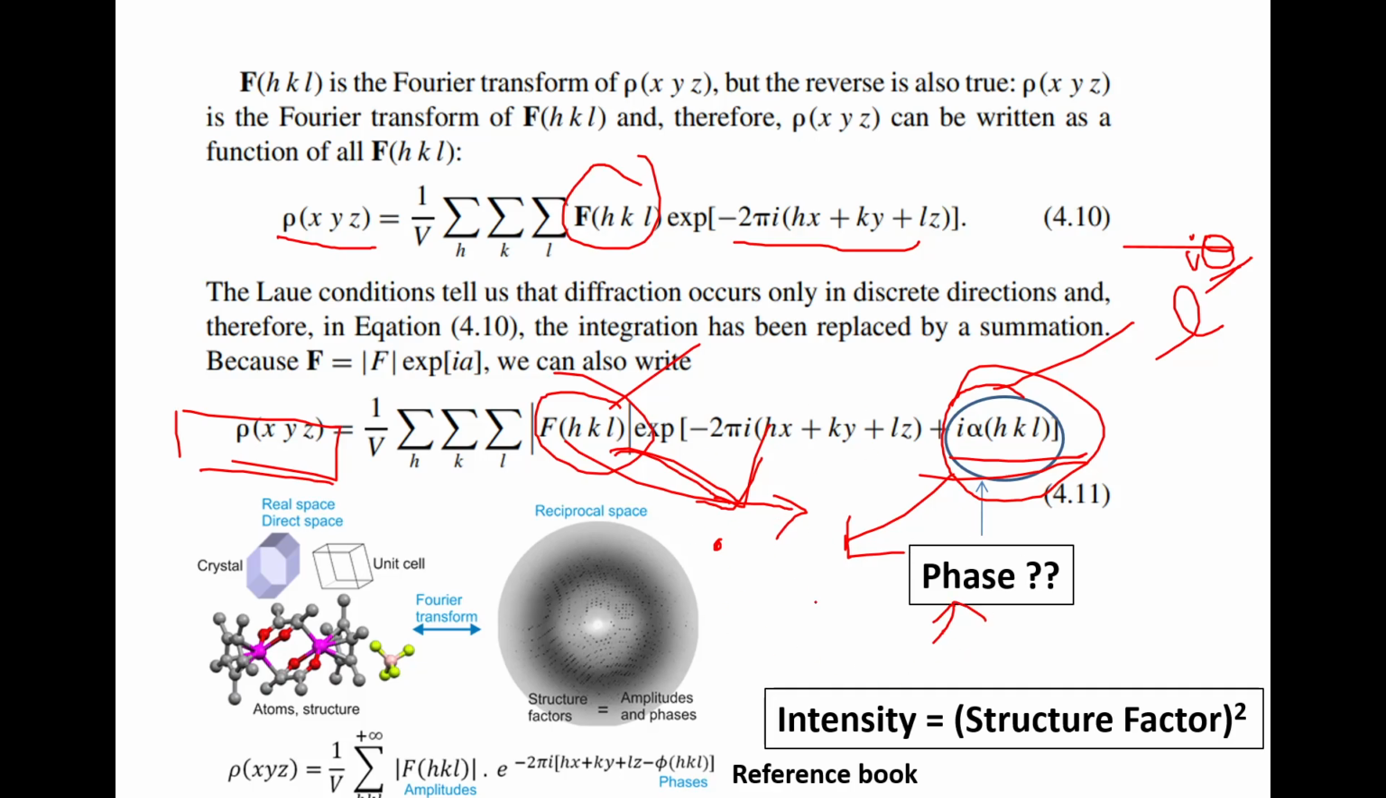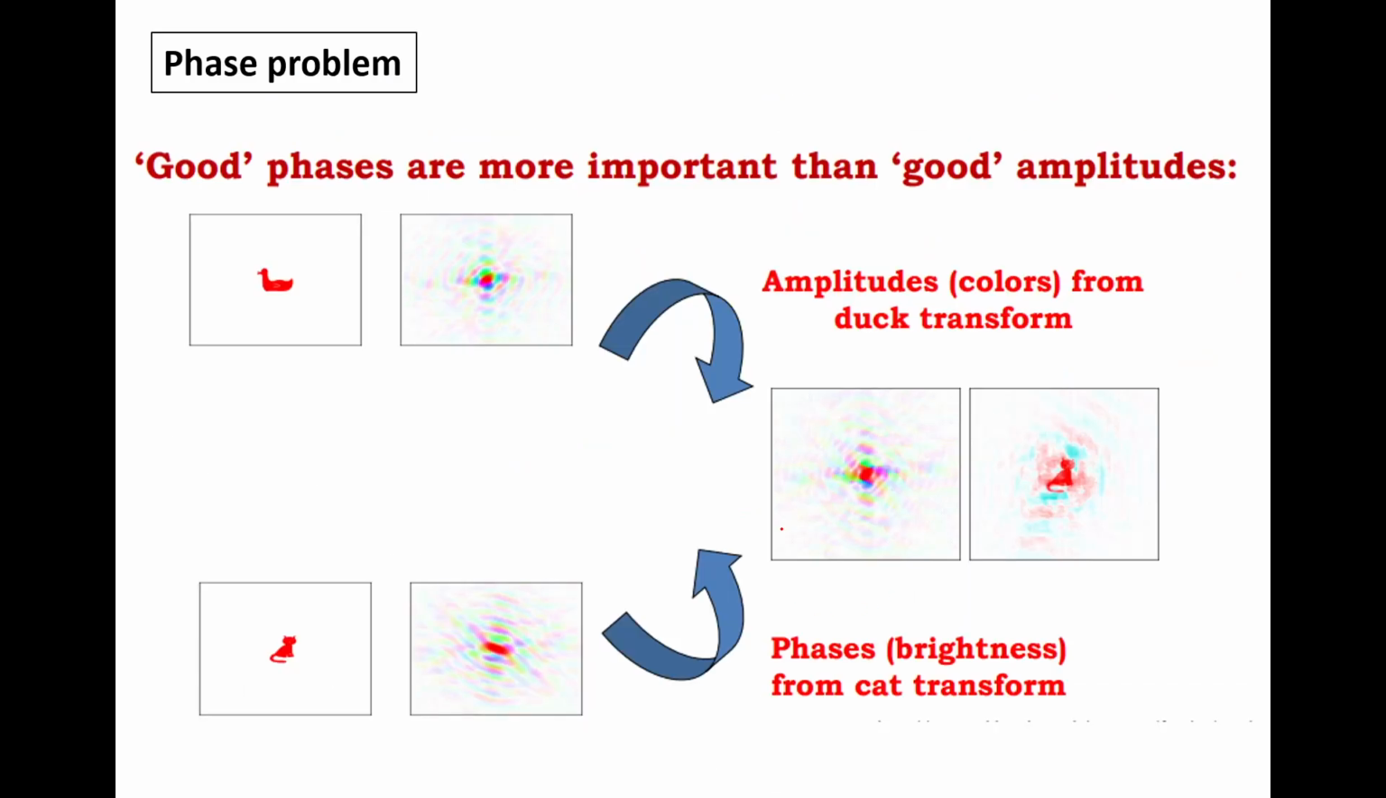For this, people have developed various methods. This is the importance of phase. So we will stop here with this example. I want to show you how much phase is important. This is a good example where you take the amplitude. So this is the duck amplitude and this is the phase of the duck. This is of the cat and this is of the cat's phase.